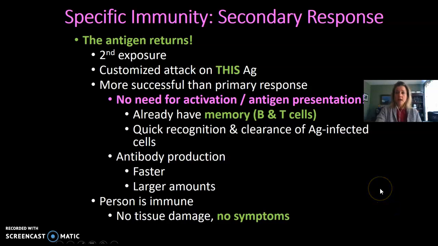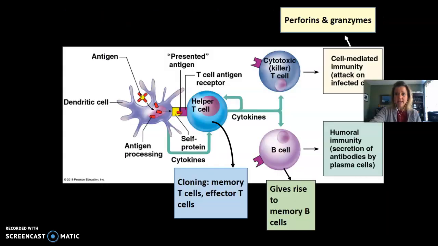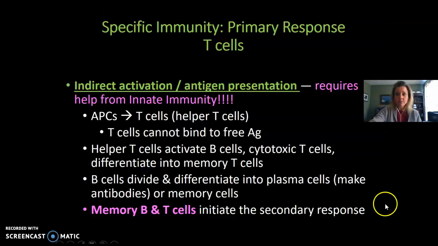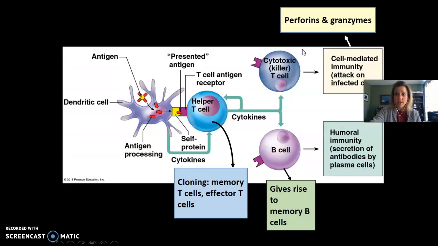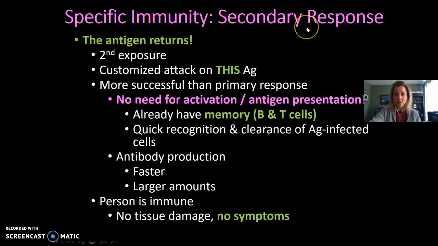All right, so now we are going to talk about the secondary response of specific immunity. And I just wanted to mention to you that on my slides, I kind of color-coded them. So my slides that show the primary response have headings that are in green. Secondary response has headings that are in pink.